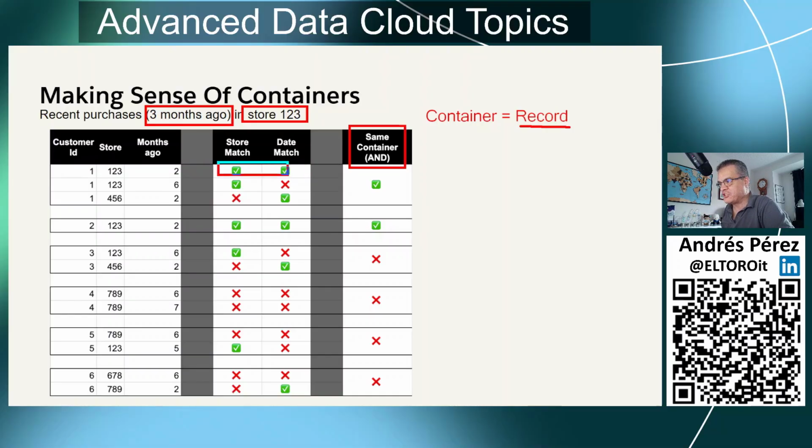And we have one match here in the same record, but there's no match for the same record here. There's no match record for the same record here. So when we do an AND, it's do we have a match on a record for the store match and for the date match? And the answer is yes, we do. So that record will go into our segment. We will be selecting that particular record.